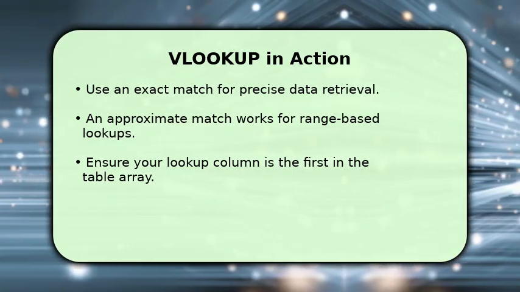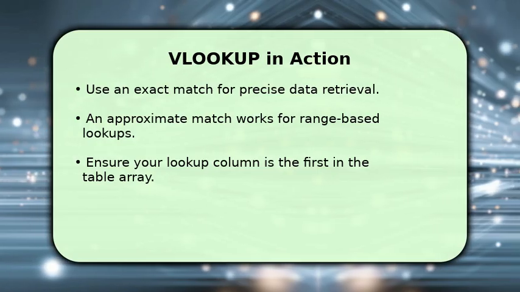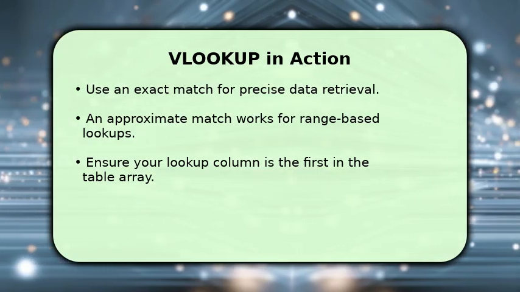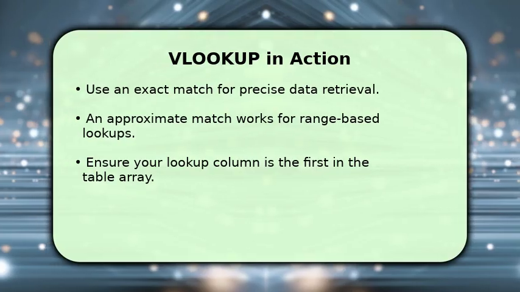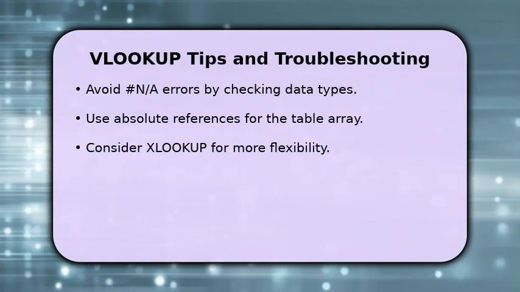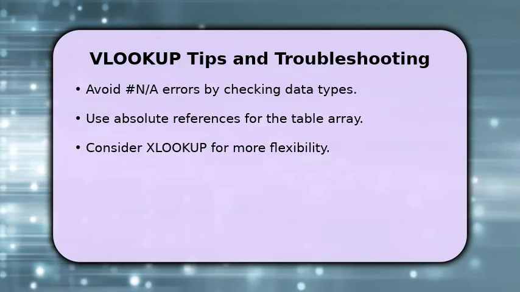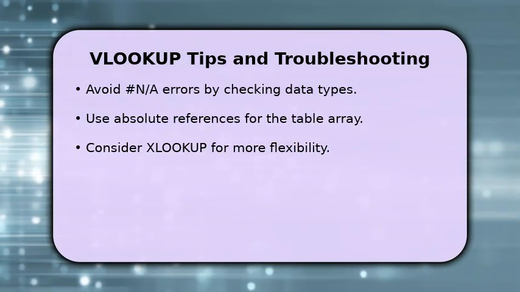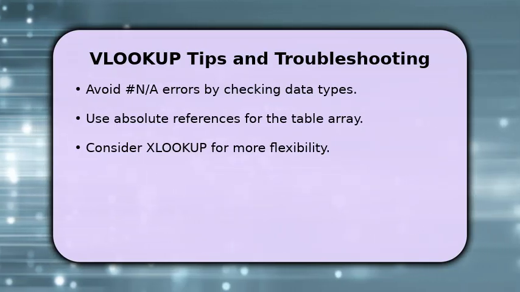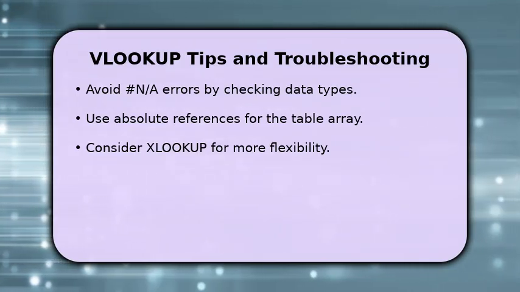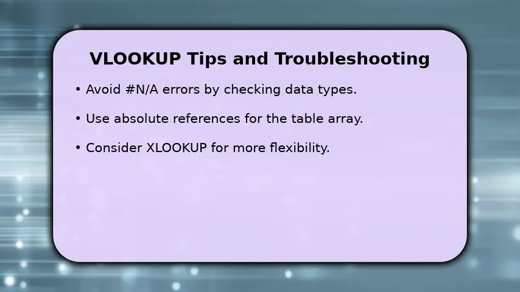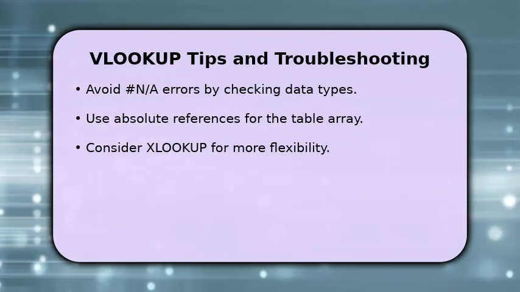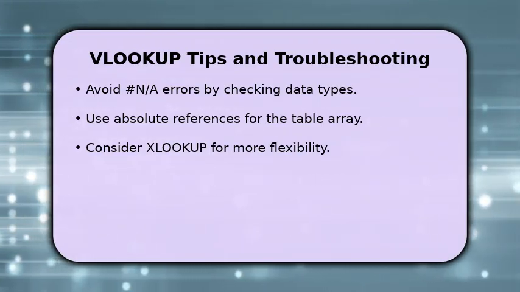Remember, your lookup value must always be in the very first column of your selected table array for VLOOKUP to function correctly. A common issue is the #N/A error, often caused by mismatched data types or the lookup value not existing. Ensure your lookup column is sorted ascending for approximate matches. Always use absolute references, like $ signs, for your table array to prevent it from shifting when you copy the formula.